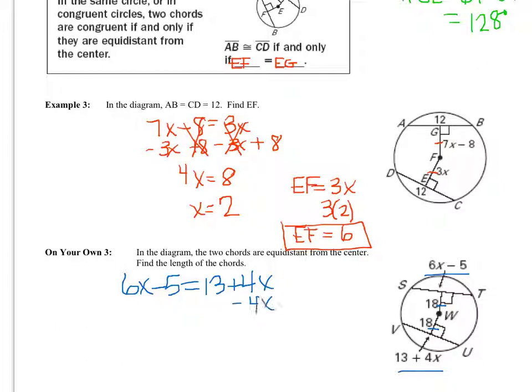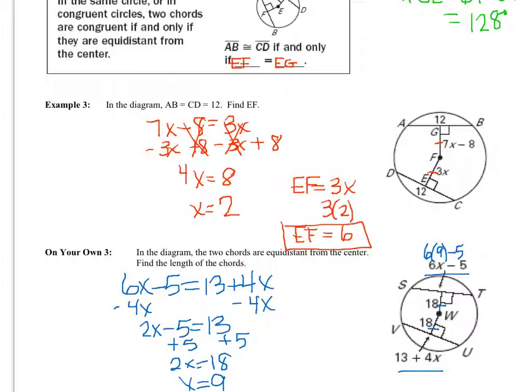Solve them both. Subtract 4x from both sides. 2x minus 5 equals 13. Add 5 to both. So 2x equals 18. Divide them both by 2, and x equals 9. But if we want the length of each chord, we're going to have to substitute 9 into both sides. So this is 6 times 9 minus 5. And this is 13 plus 4 times 9. And those better be the same because they're supposed to be. And if you put this into your calculator, you'll find this is 49 and this is also 49.